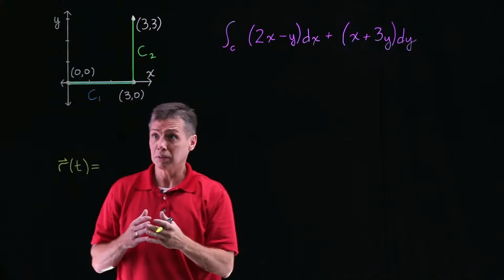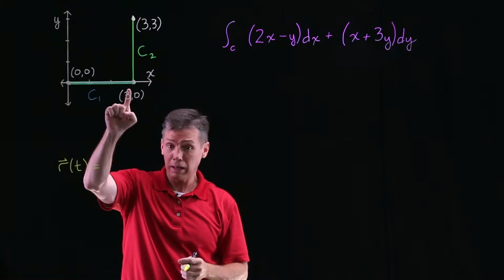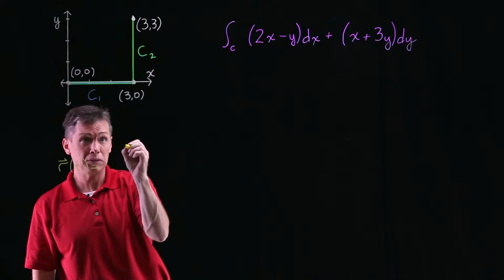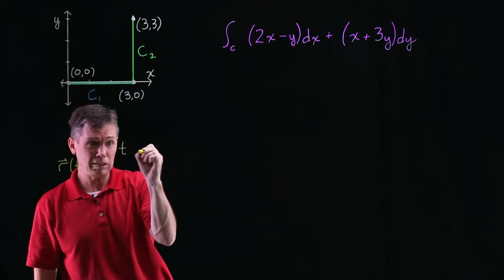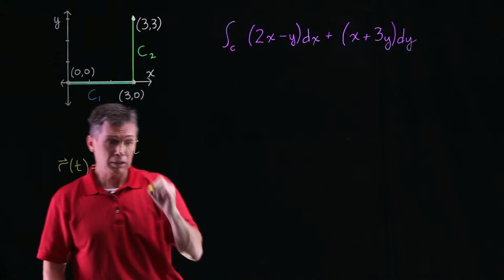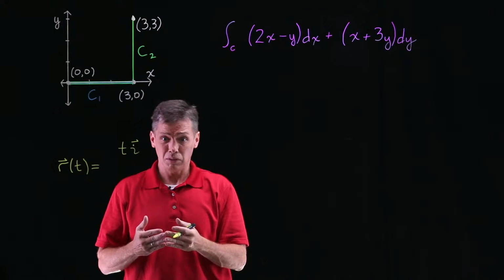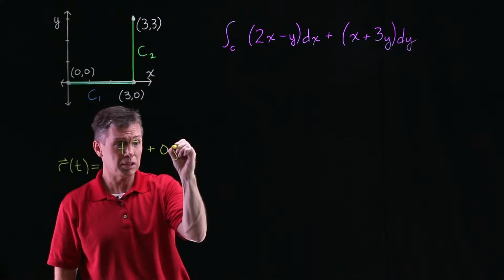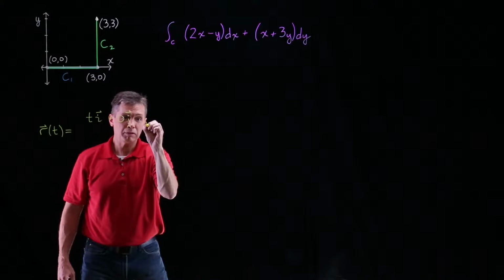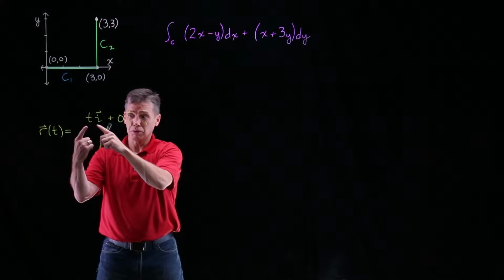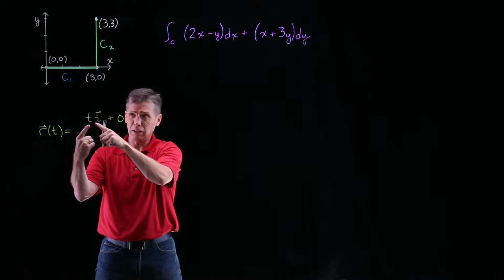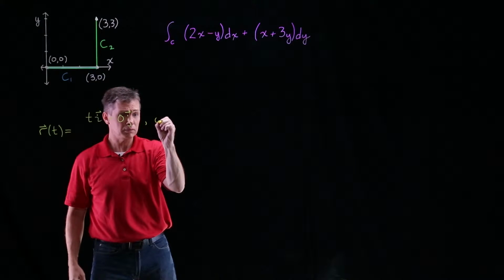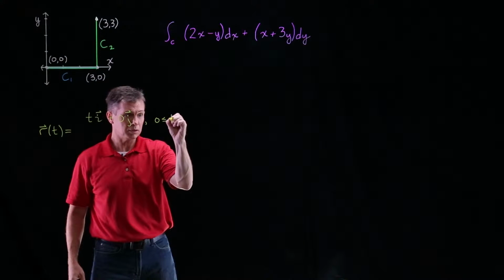To parameterize this, I'm thinking of that first path. My x-coordinate needs to go from 0 to 3. I think it's going to be easiest if I just make that t times the i vector. And my y-coordinate stays at 0, so there's a 0 times the j vector. Then my restricted domain: since my x-coordinate is t and I needed x to go from 0 to 3, I let t go from 0 to 3.